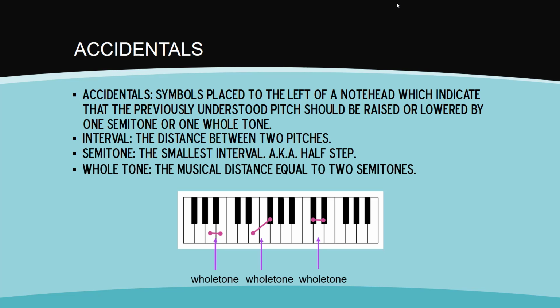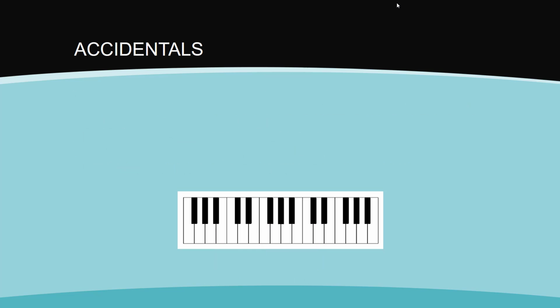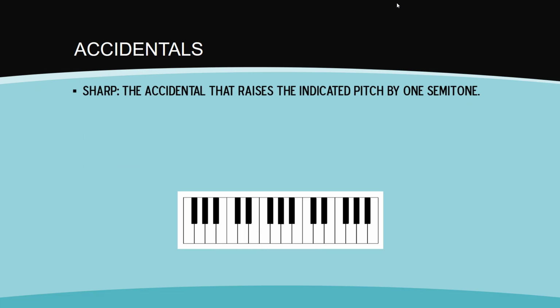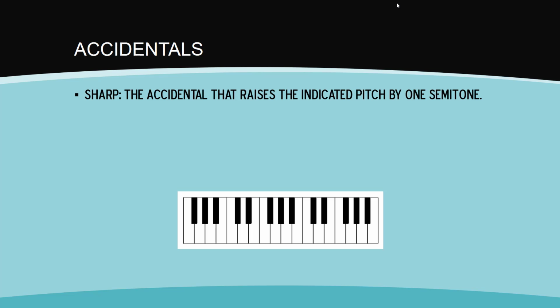There are 5 different standard symbols for accidentals. A sharp raises the pitch indicated by a note head on the staff by one semitone or one half step. The symbol for a sharp looks like this. Accidentals are always placed to the left of the note head, regardless of stem direction. For example, let's add a sharp to the pitch G.